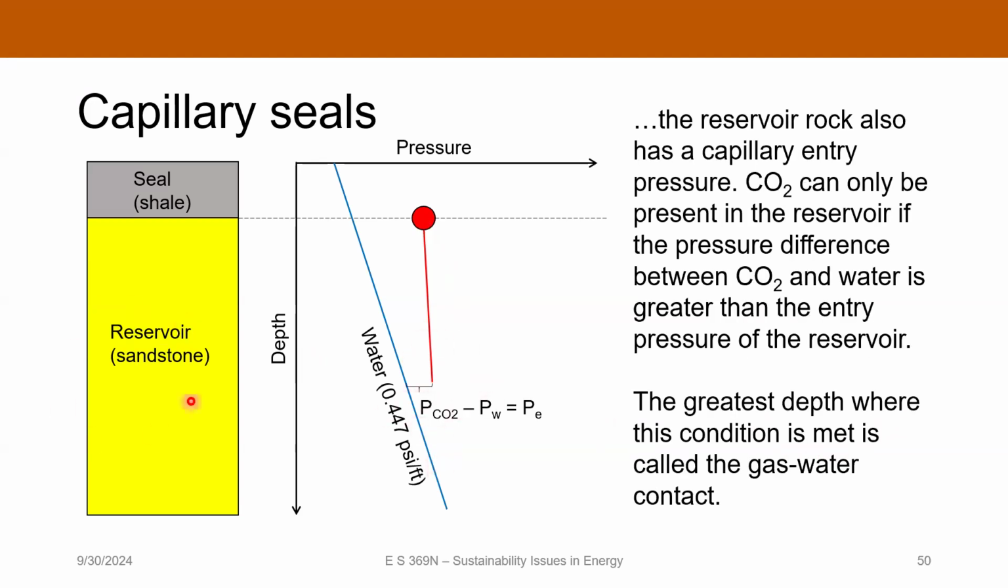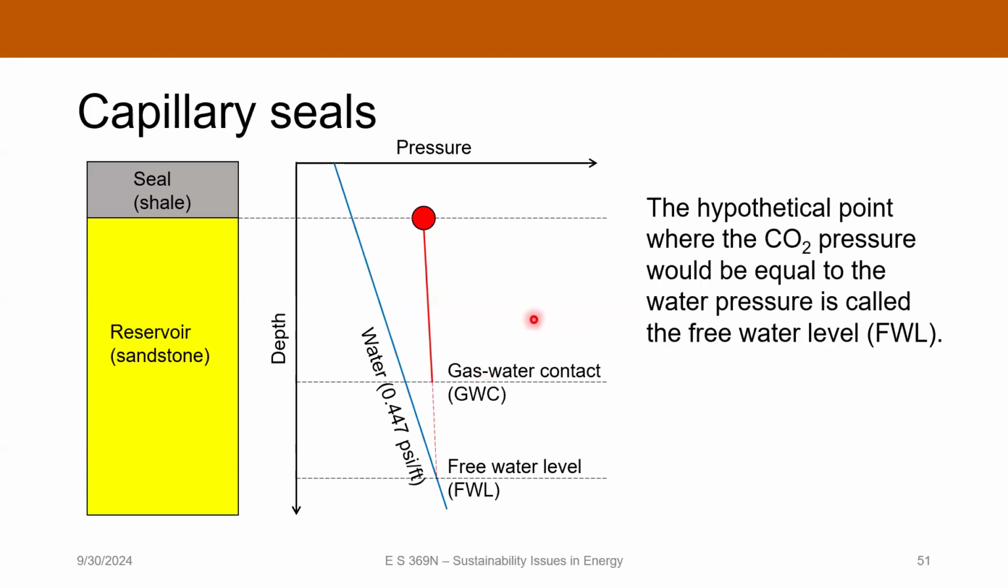But what happens is that this reservoir rock also has a capillary entry barrier. And so for the CO2 to exist, it has to be at a pressure higher than that capillary entry barrier. So the bottom of the CO2 column is going to be defined as the point where the pressure difference between the CO2 and the water is equal to the entry pressure of the reservoir. So the maximum height of the CO2 column is going to be dictated by the entry pressure of the seal rock and the entry pressure of the reservoir rock. We call this depth here the gas-water contact because the gas doesn't exist below that, because it can't be present in the pore space.